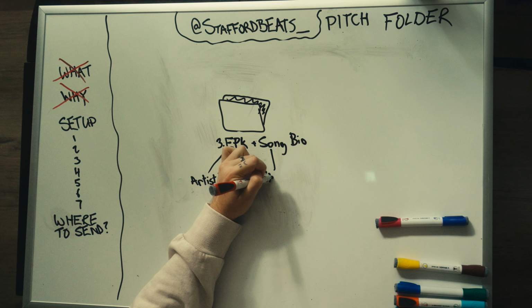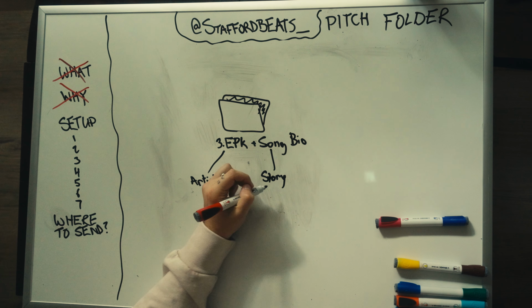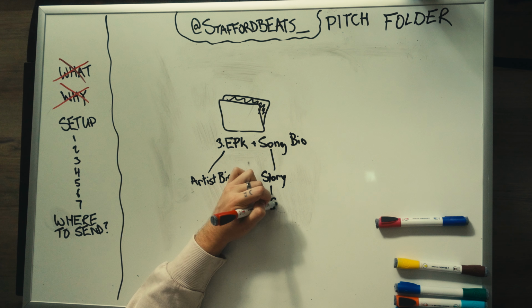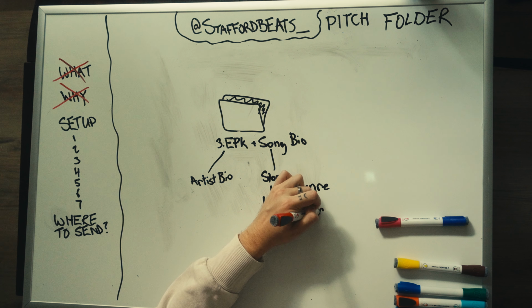Now, your song bio is gonna include the story of why the song was made, all the info like genre, credits, and other things like that. And the reason you want to have this is so somebody understands who you are as an artist and they also understand what the song is about. For example, if you're submitting to a blog and they want to write a story about you and your song, this is going to give them a lot of helpful information.